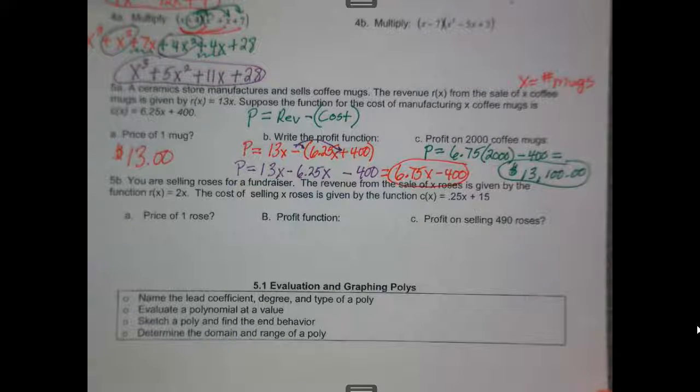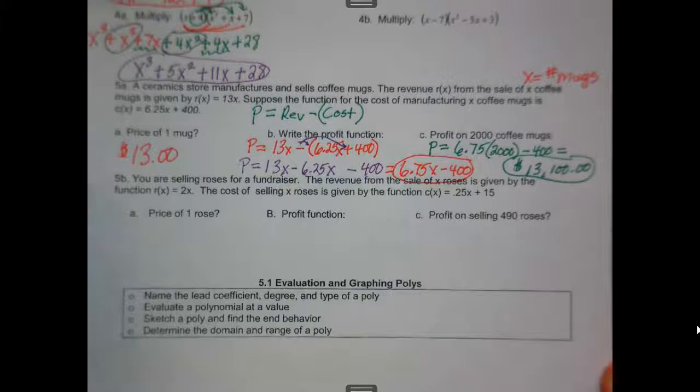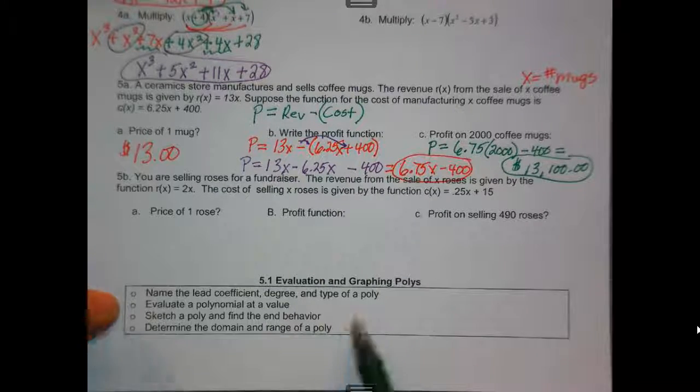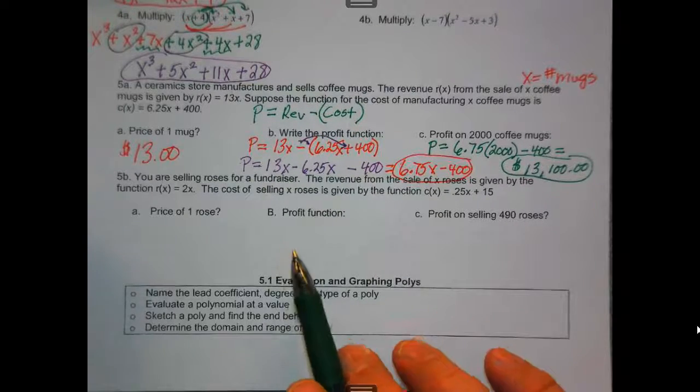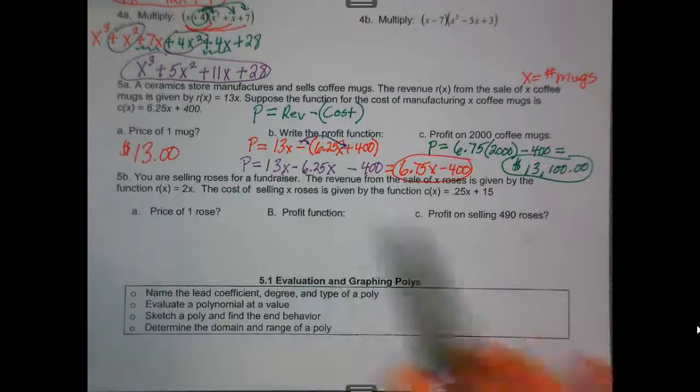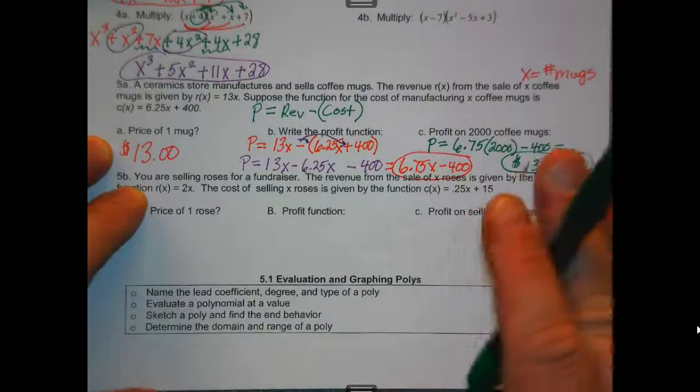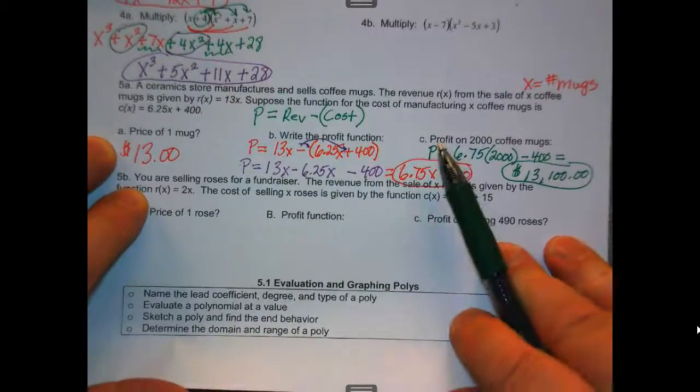Skip the next one too. Well, you're doing the B's. You mean skip the 5.1 section? No. Okay. Yeah, I would skip the word. I don't want to pass this. Get it?